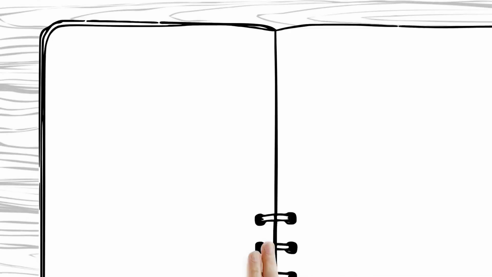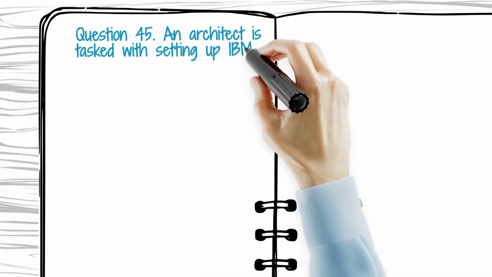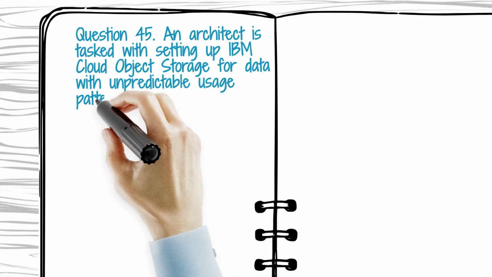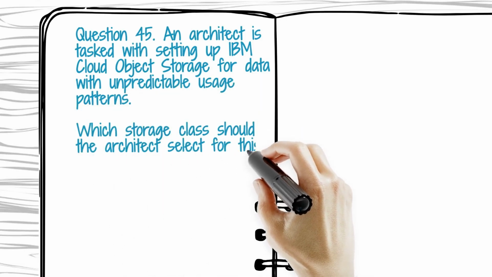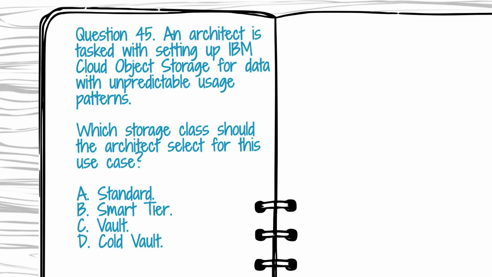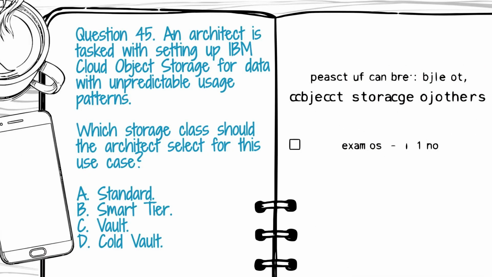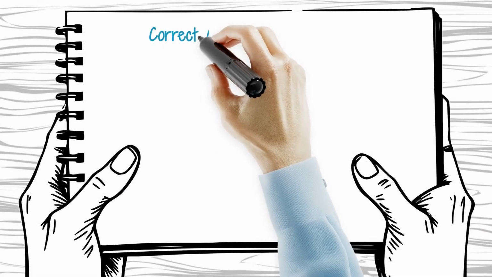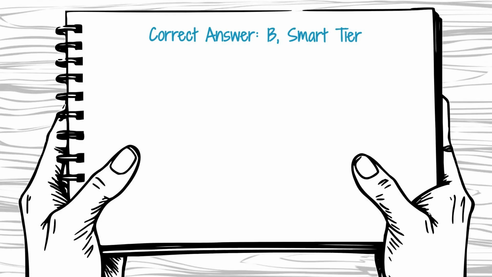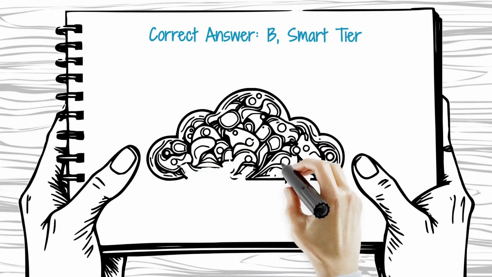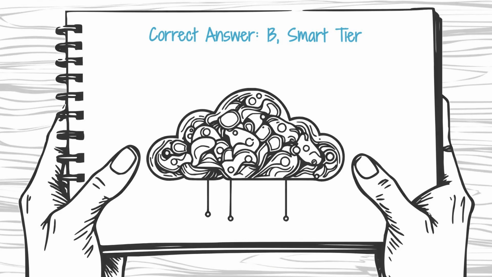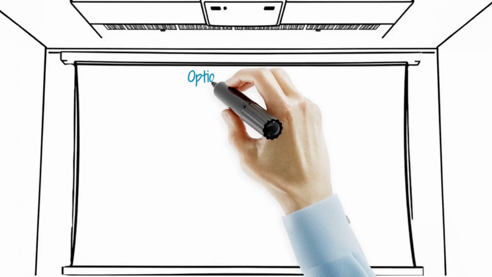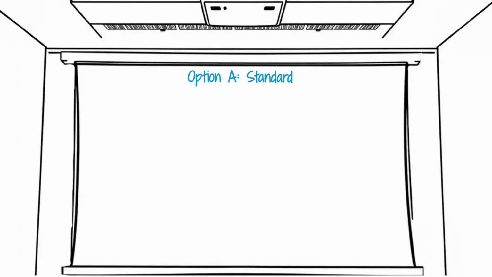Question 45. An architect is tasked with setting up IBM Cloud Object Storage for data with unpredictable usage patterns. Which storage class should the architect select for this use case? Correct answer: Smart Tier. The question asks about selecting an IBM Cloud Object Storage class for data with unpredictable usage patterns. A. Standard. This class is designed for active workloads where data is accessed frequently.